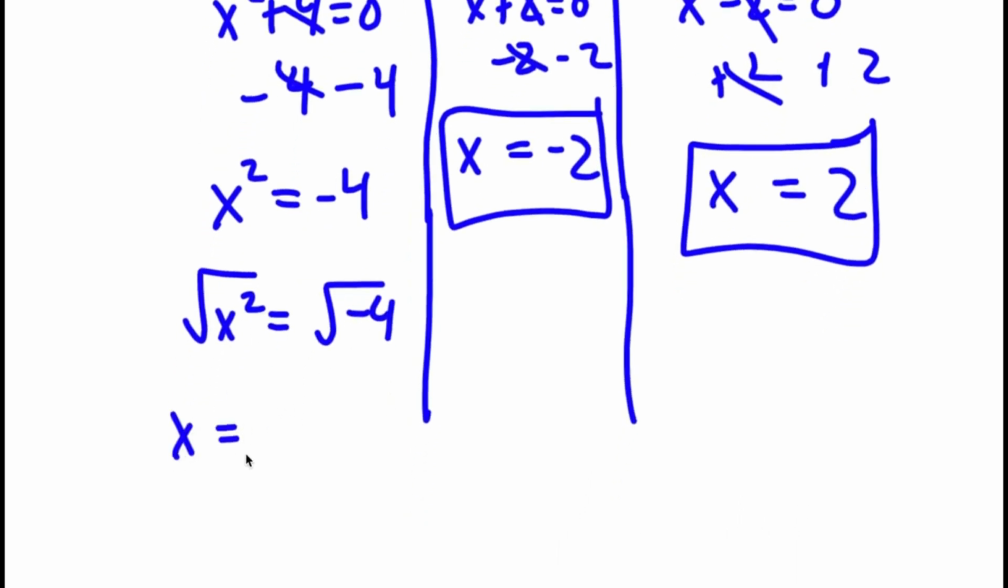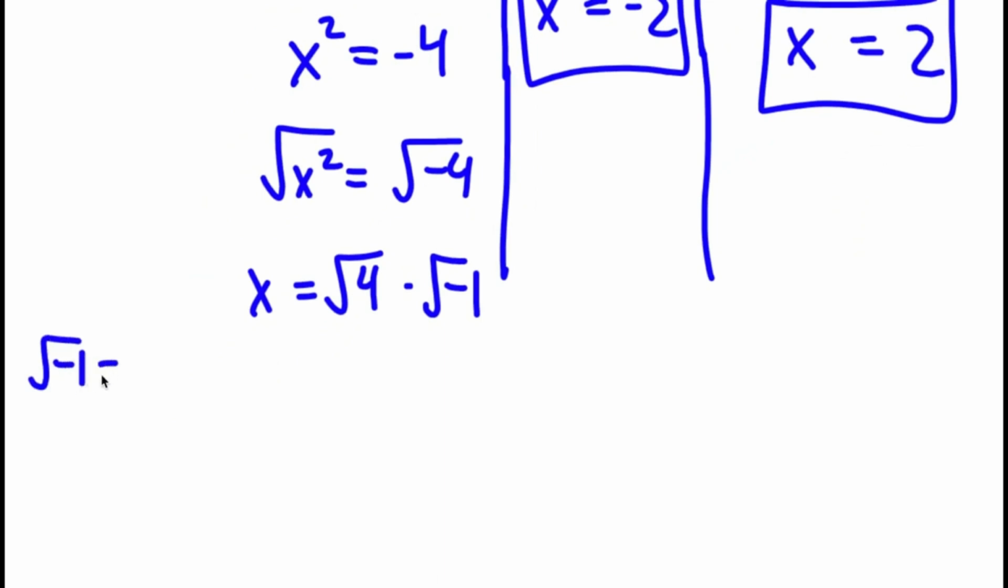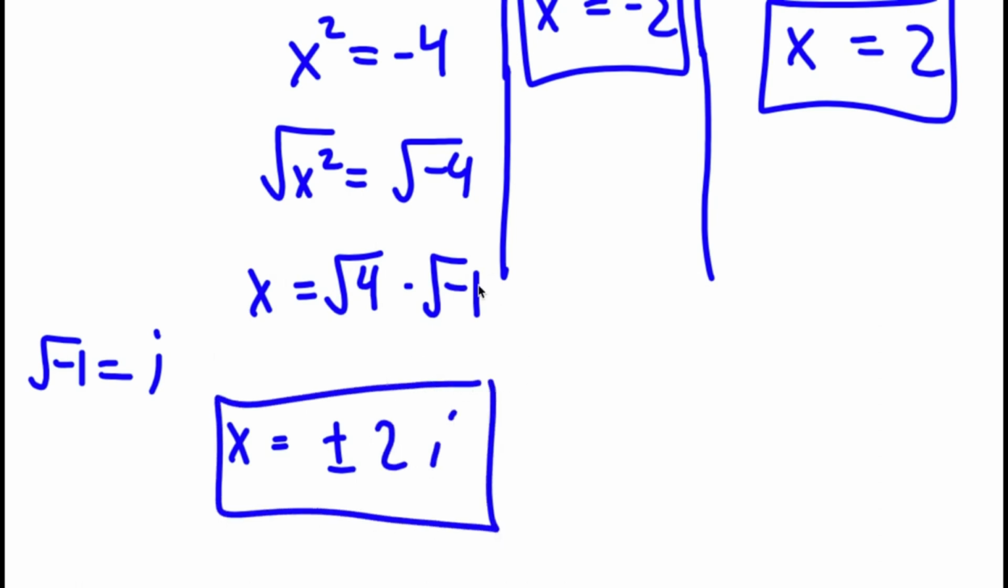And the square root of negative 4 I can rewrite as the square root of 4 times the square root of negative 1. And if you guys didn't already know, the square root of negative 1 is equal to the imaginary number i. So now x is equal to, the square root of 4 is positive or negative 2, and the square root of negative 1 is i, so I have x is equal to positive or negative 2i.